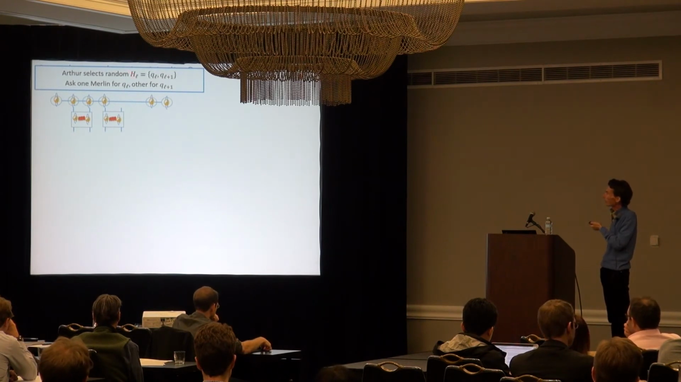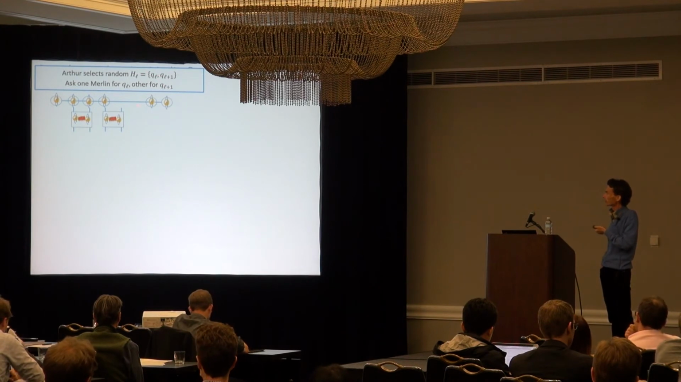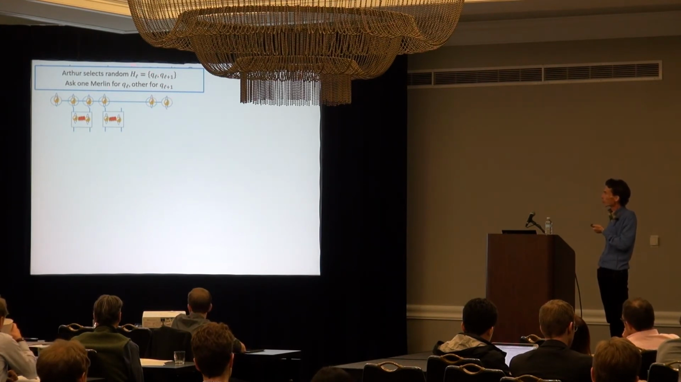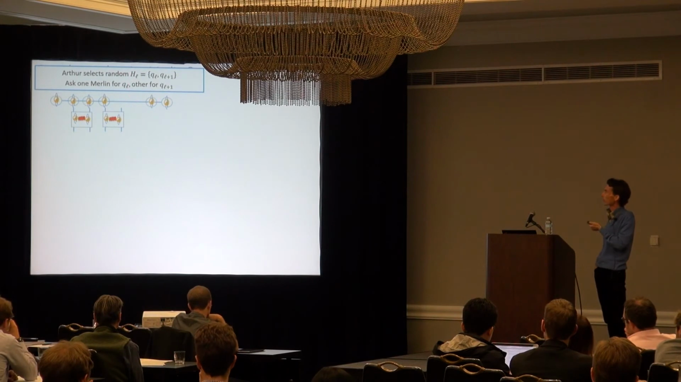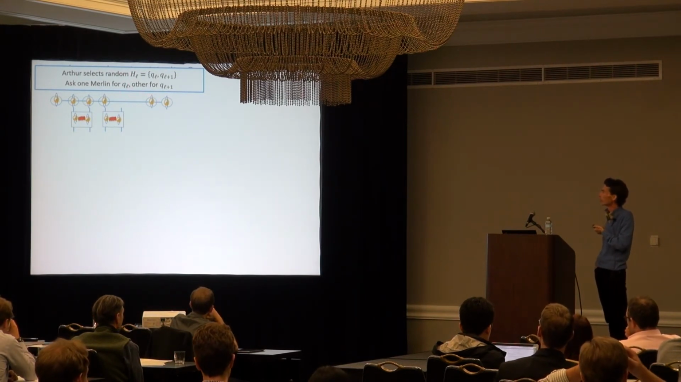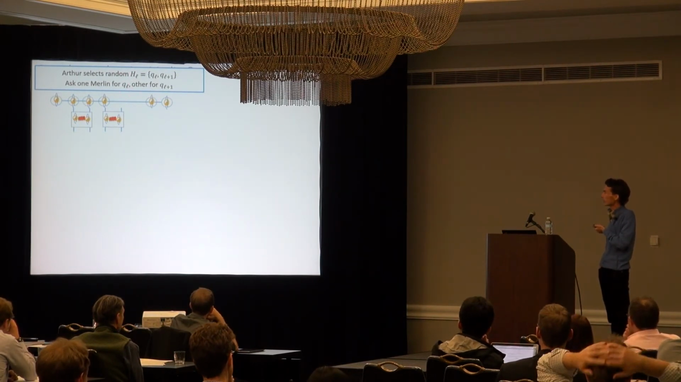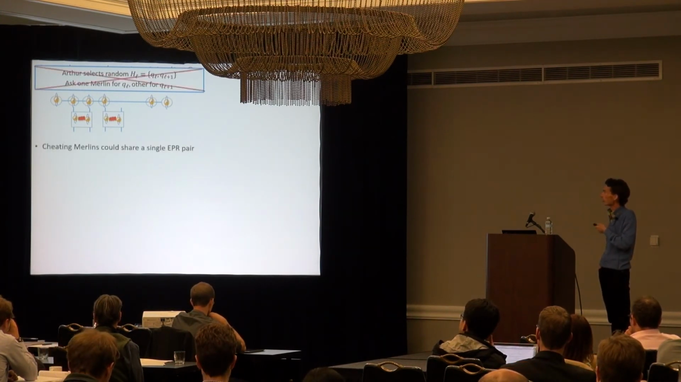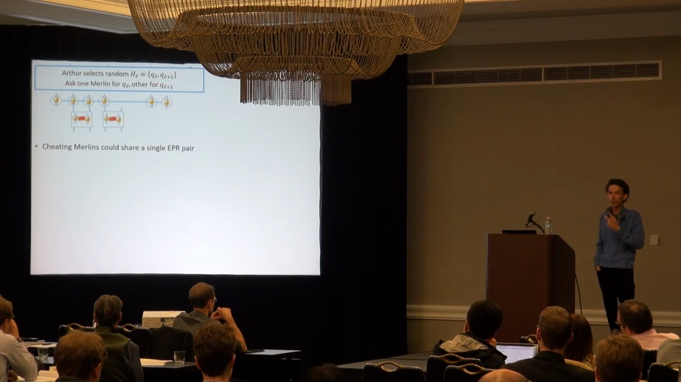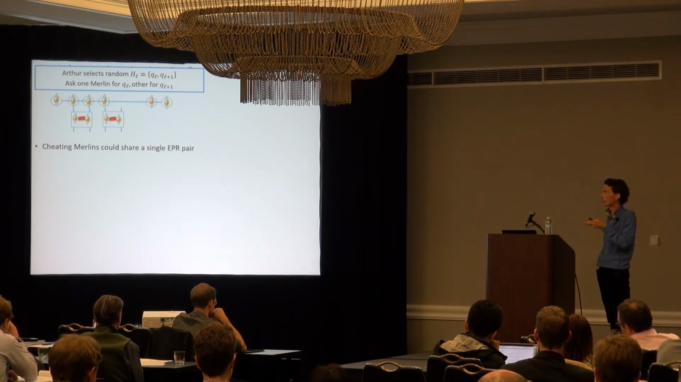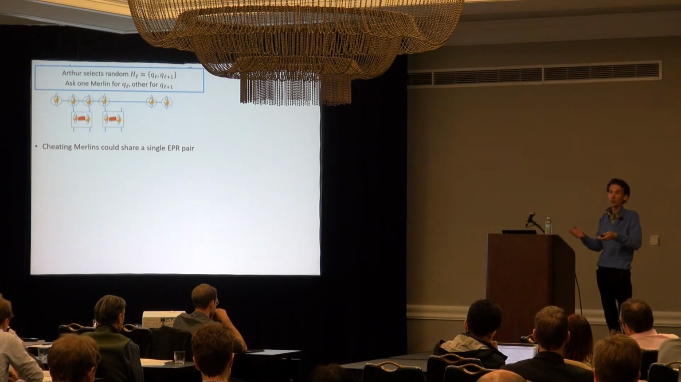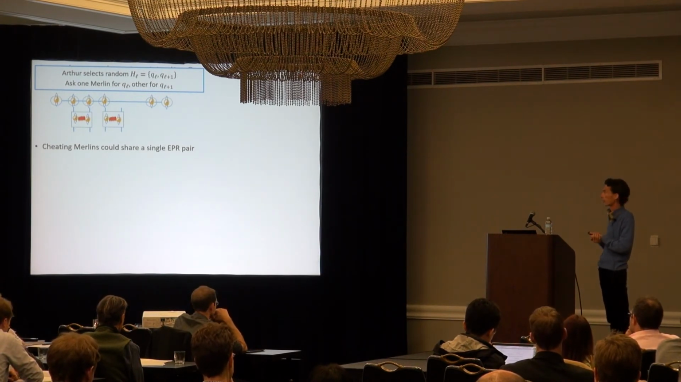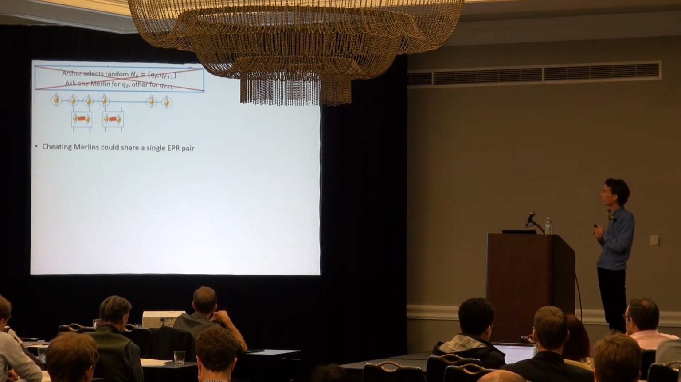But in fact, if the only test I was to do is the natural test, which is to choose a local term of this local Hamiltonian, and ask one Merlin about the first qubit, the other Merlin about the second qubit, then they would always succeed in my test. Because what they could do is simply share a single EPR pair, and then whatever local term I'm interested in, they'll send me back this EPR pair, and it's always going to work out. So this is why the consistency checks are important, right? This protocol by itself wouldn't work.